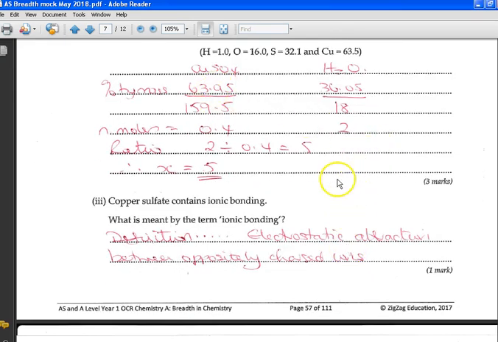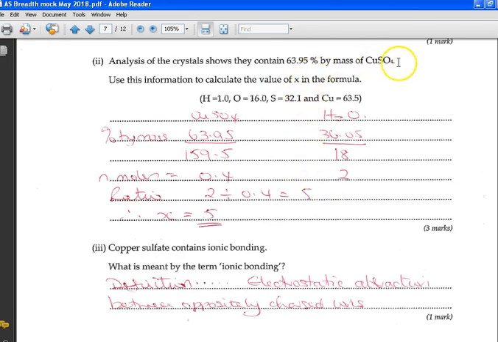So you need to practice this if you got this wrong. Really, it's a very straightforward calculation. You just think it through, what's actually going on. It's just basically the ratio of water to the anhydrous salt.